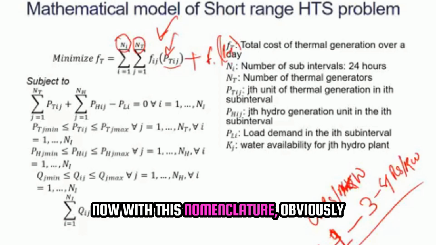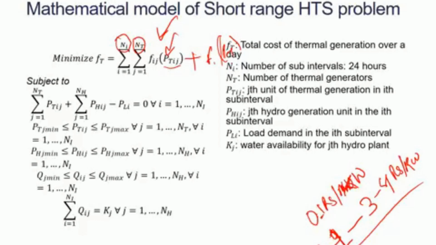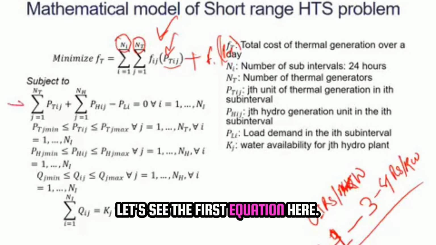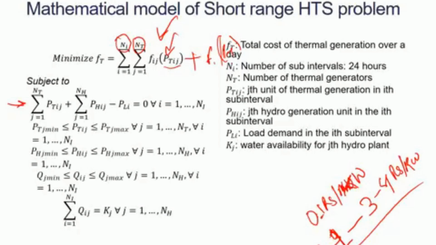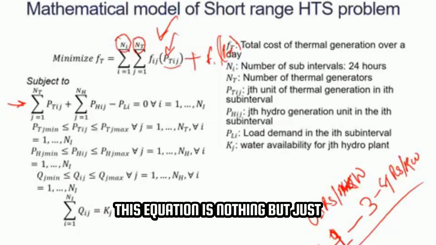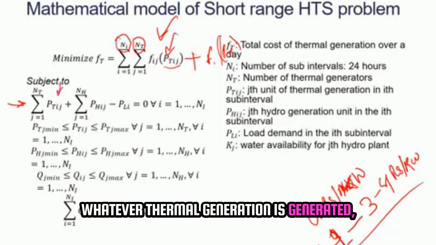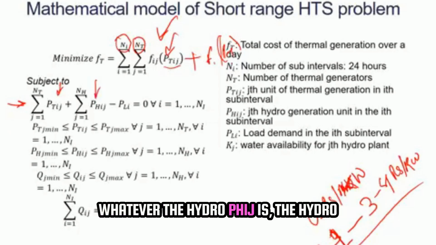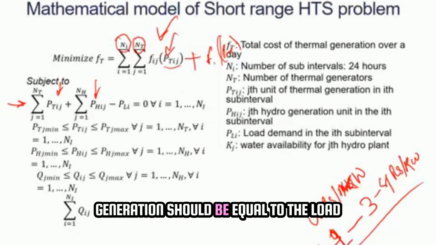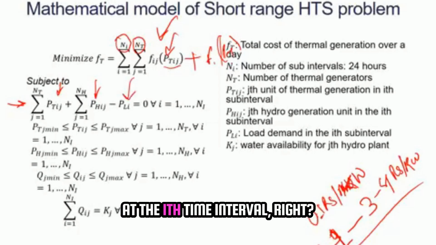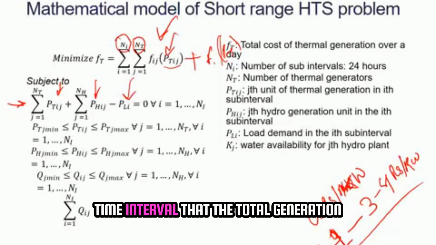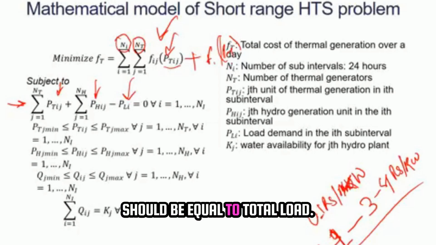Now with this nomenclature, let's see the first equation here. This equation is nothing but the power balance equation. Whatever thermal generation is generated, plus whatever the hydro generation PHIJ is, should be equal to the load at the ith time interval. So we have to ensure at every time interval that the total generation is equal to the total load.